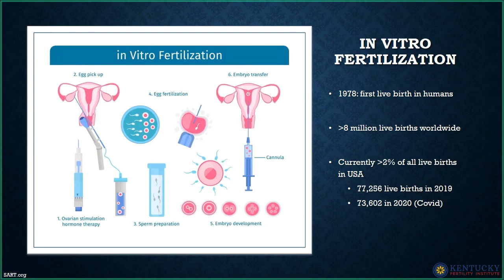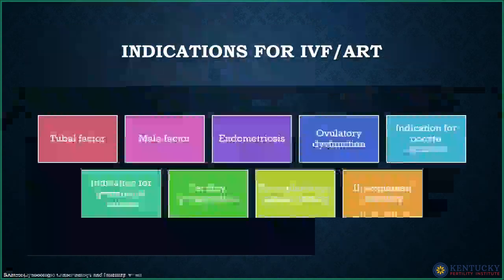It's been around for a little over 40 years now. We've got over 8 million live births worldwide from IVF at this point. Over 2% of all births in the United States are currently occurring from IVF. In 2019, we had a little over 77,000. That actually dropped for the first time in 2020, thanks to COVID. We did have decreased utilization that year due to the pandemic. But that's IVF in a nutshell.